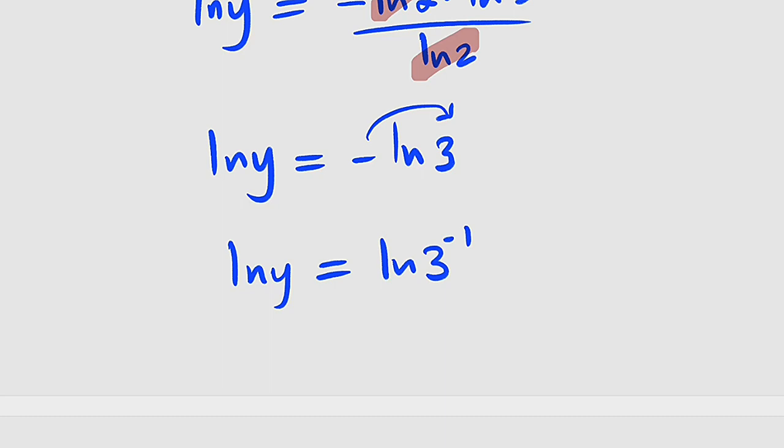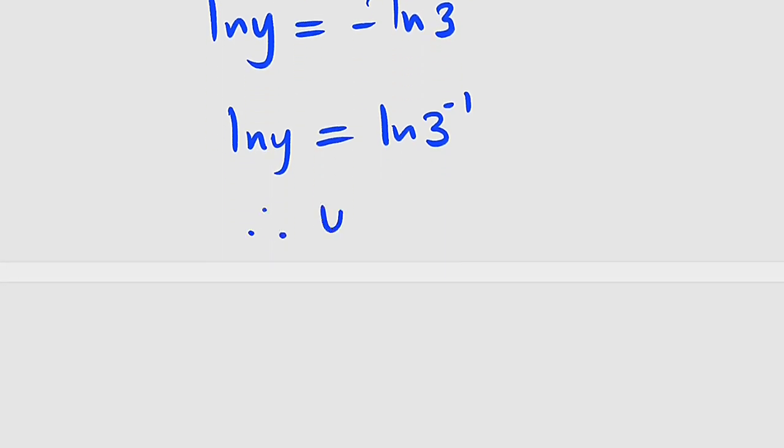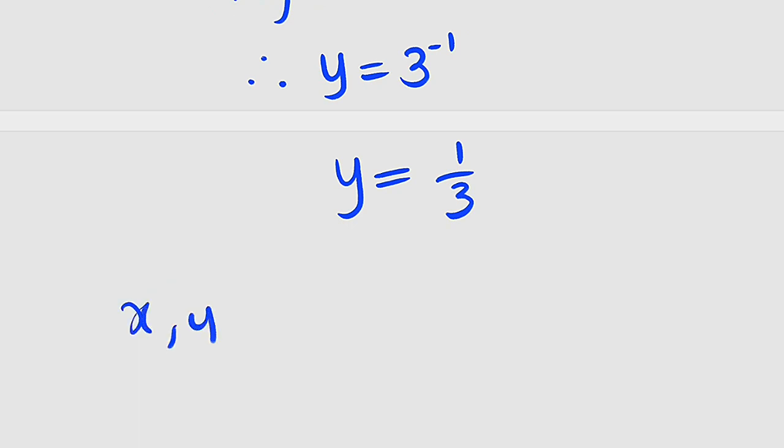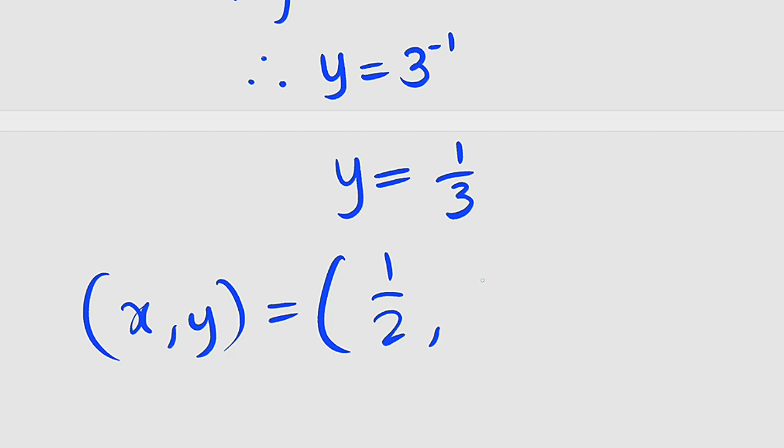The ln's will cancel. Therefore, y is equal to what? 3 raised to the power of negative 1, which is the same thing as 1 divided by 3, right? And hence, the x and y values are 1 divided by 2 and 1 divided by 3.